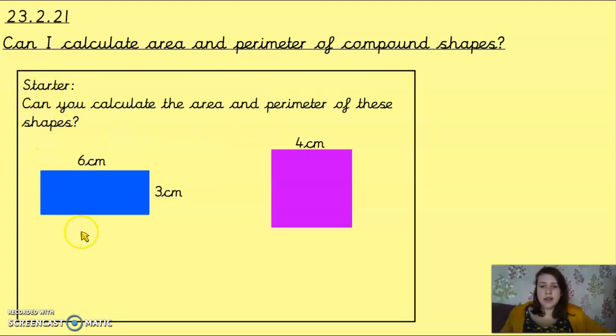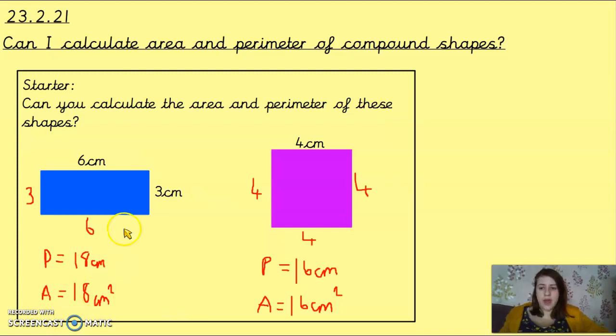As a little starter, a warm-up, I have got a rectangle and a square on the screen for you. What I want you to do is calculate the area and perimeter of both shapes. So just like you did yesterday. So pause the video and have a go at calculating these ones. Okay, so hopefully you had a go at answering those ones.